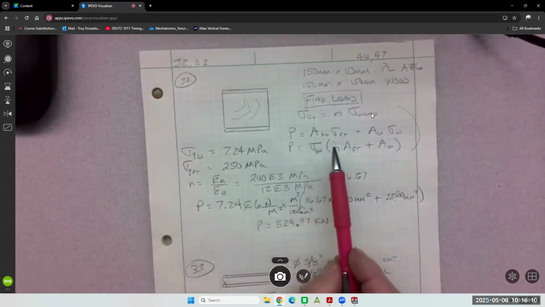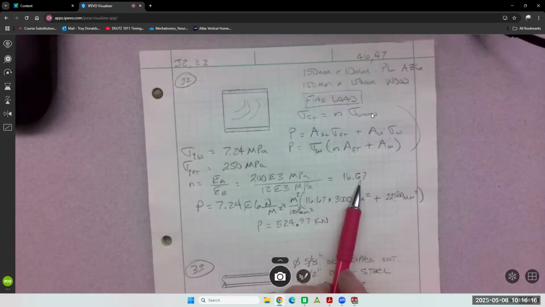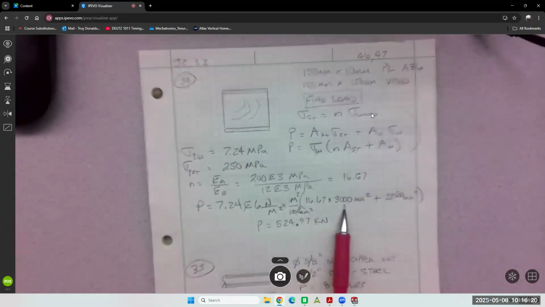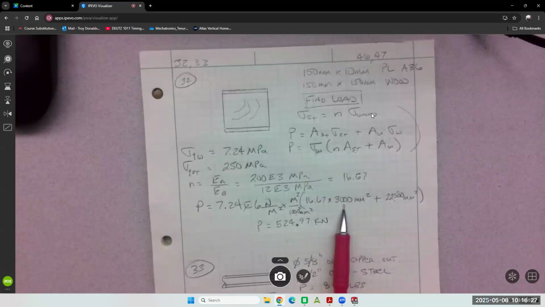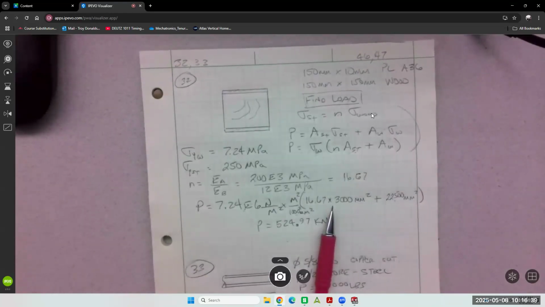Are you running this formula? Yeah. What do you get for N? You get 16.67? Yeah. What do you get for the area of the steel? 0.03? Yeah. 0.15 meters times 0.1 meters. What is that? Should be like 0.015 meters. So I got times it 2? Did you do 2 plates?